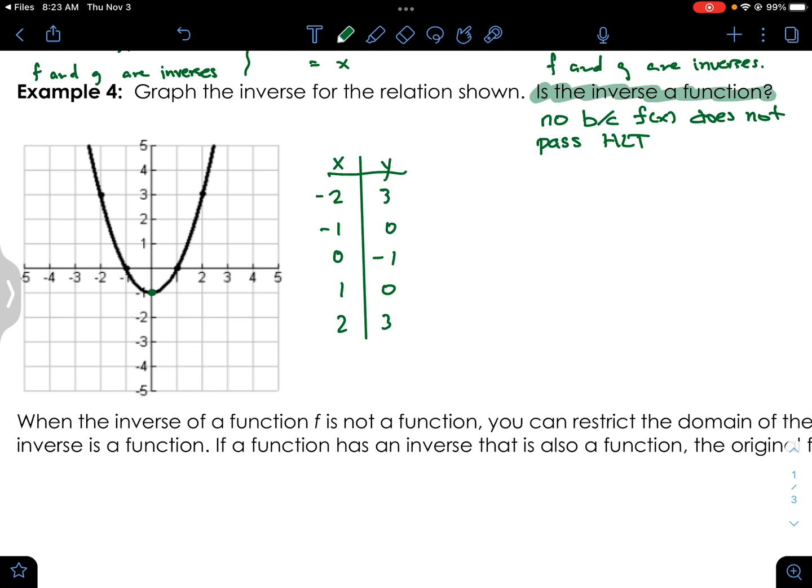And so if we go ahead and take these xy points and we flip them to make our inverse. So remember, when we are finding our inverse, we exchange our x and y values for each other. So we'd have 3, -2, 0, -1, -1, 0, 0, 1, and 3, 2. And we put those points on the graph. And so what we have here is this graph. It looks like a sideways parabola, like so.